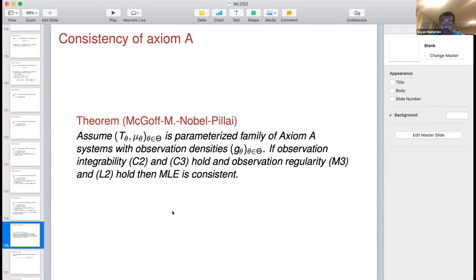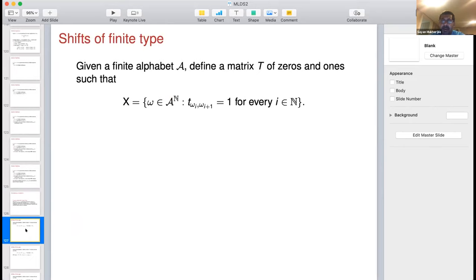And for axiom A systems, if the observations are integrable, C2, C3 hold, and you have regularity, the second L2, then the MLE is consistent, okay? I'm gonna talk about shifts of finite type a little bit later again in the talk, but the way I want you to think about it, okay, so axiom A systems are one system that we know they mix. They have these nice properties. And they're very classic in that this is a differential structure. It's nice in that way.